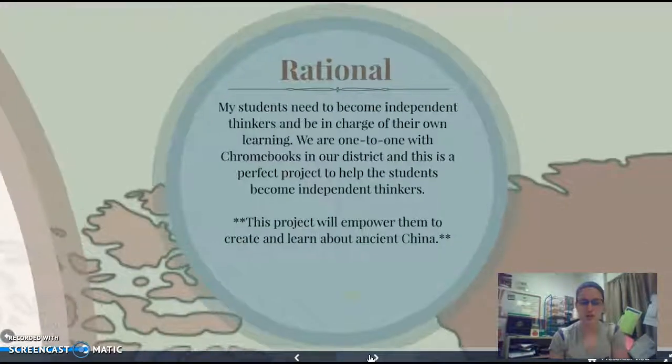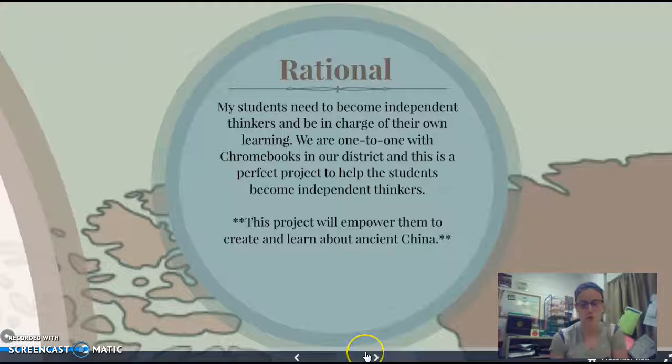The reason why we were wanting to do this project is because most of my students have issues learning on their own. They don't really take charge of their own learning. And since we're a one-to-one district with Chromebooks, at least Chromebooks 3 through 12, I decided that this was a great research project. And it will also help them learn maybe a little bit more about ancient China than what they would have before.